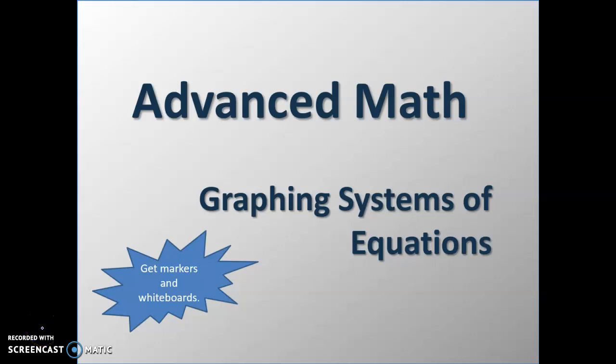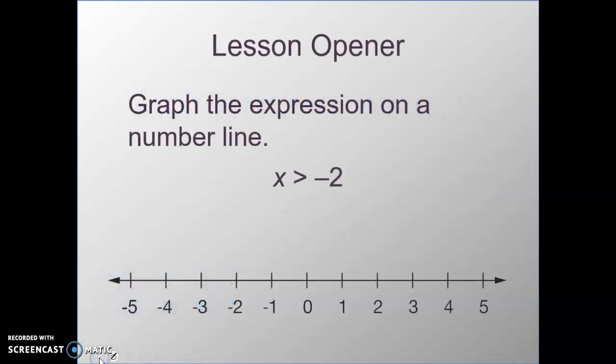Hey guys, this is Advanced Math and we are ready to begin Unit 2. And we're going to start off today by graphing systems of equations. Graphing systems of equations. This should be familiar to you. It may have been a few years since you've done it, but hopefully it will come back to you quickly.